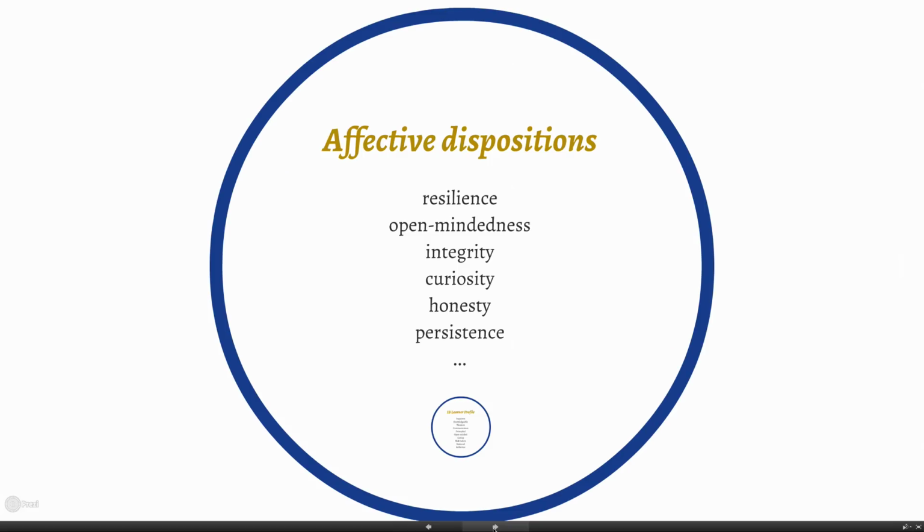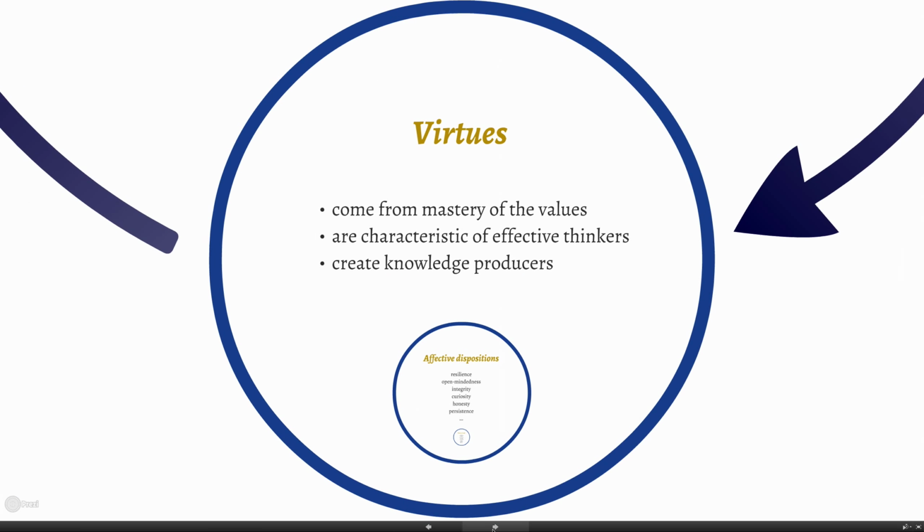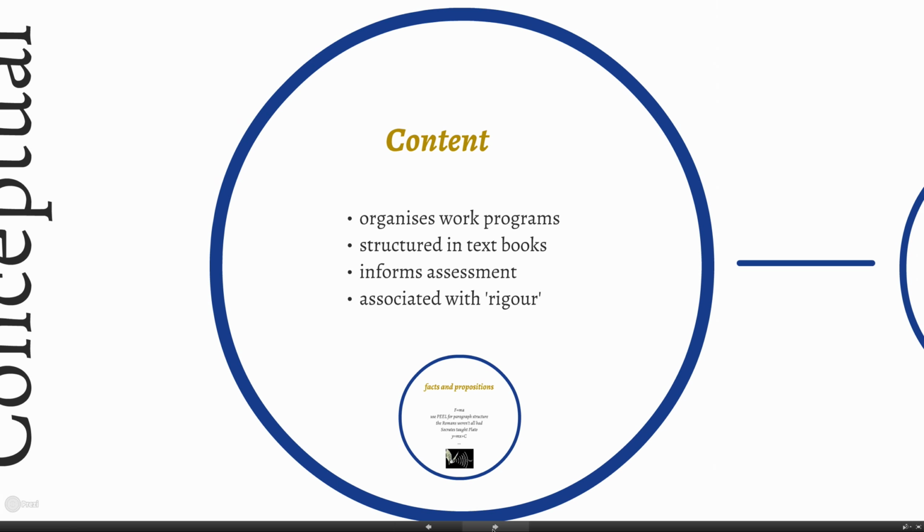Sometimes these things are called effective dispositions, things like resilience, open-mindedness, integrity, curiosity, etc. The IB learner profile is entirely populated by virtues. Most of them intellectual, you might argue about caring, etc., but they're all intellectual virtues that come from the result of education and the values. This again makes us knowledge producers.